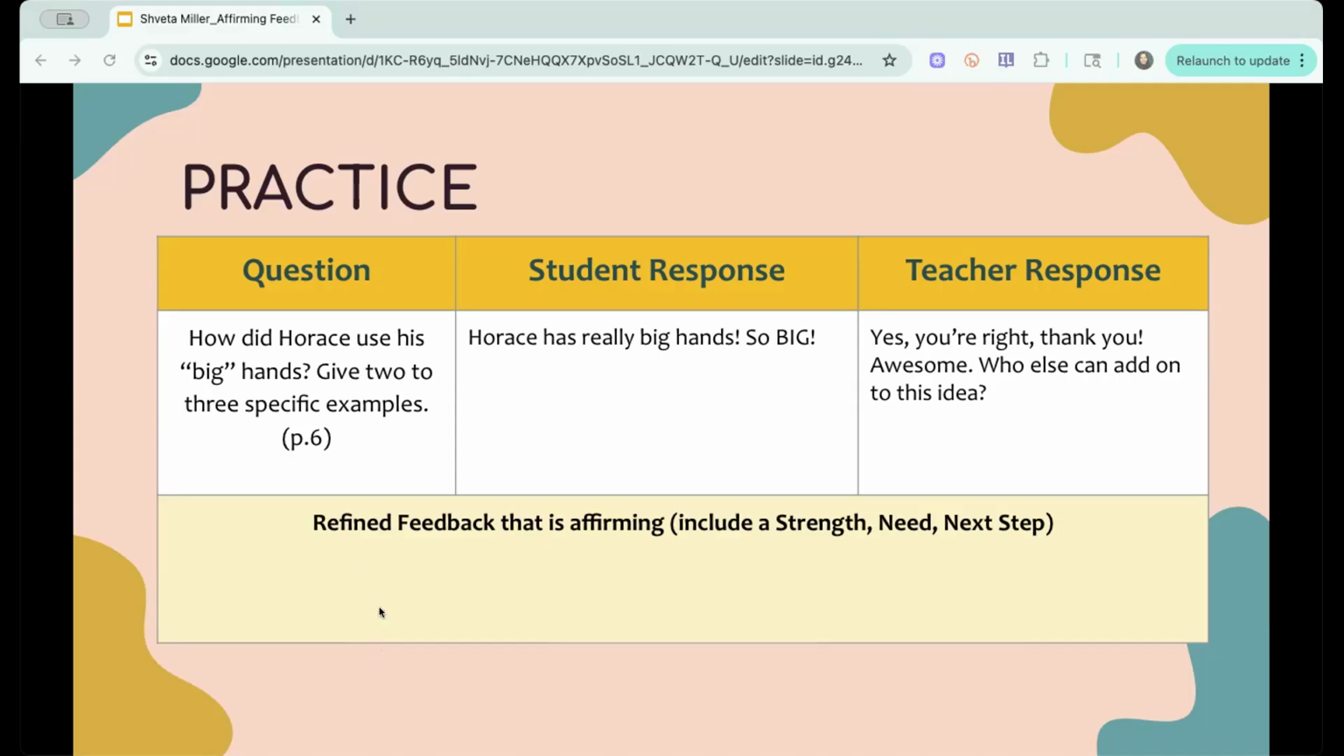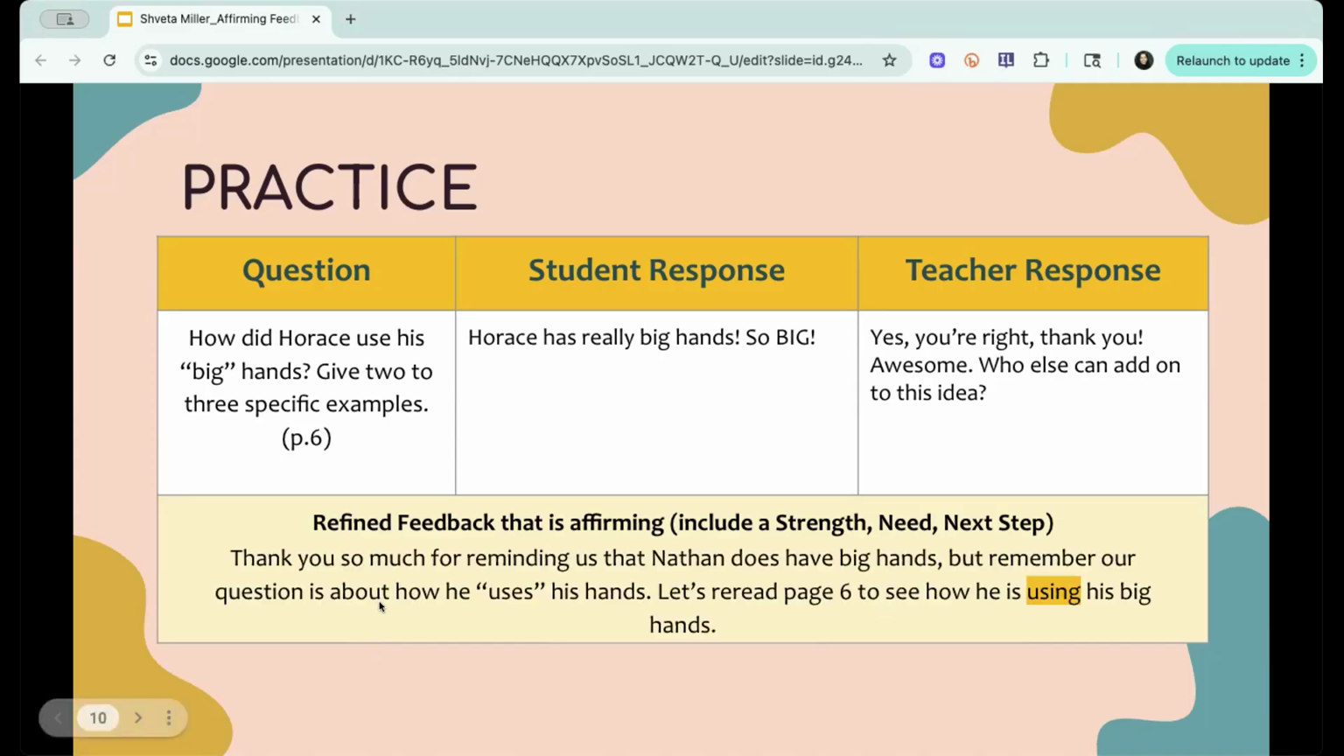And I'm going to show the one I drafted, and I just want us to see there's different ways that this can look, and you should certainly personalize it with your style and language. Thank you so much for reminding us that Nathan does have big hands. But remember, our question is about how he uses his hands. So there's the need. Let's reread page 6 to see how he is using his big hands. Okay, so I think all those three really are elevating what the response was as the default that we saw here. All of them have in common that they give the student a direction forward.